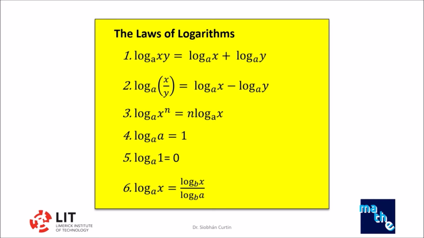Remember that the log of a to the base a is always 1, and the log of 1 to the base a is equal to 0. And the final rule is your change of base rule: log x to the base a can be changed into the log of x to the base b divided by the log of a to the base b. In this case, we've changed the base using the change of base rule.